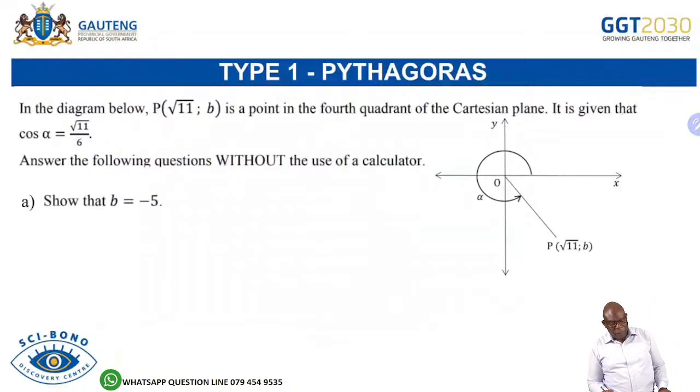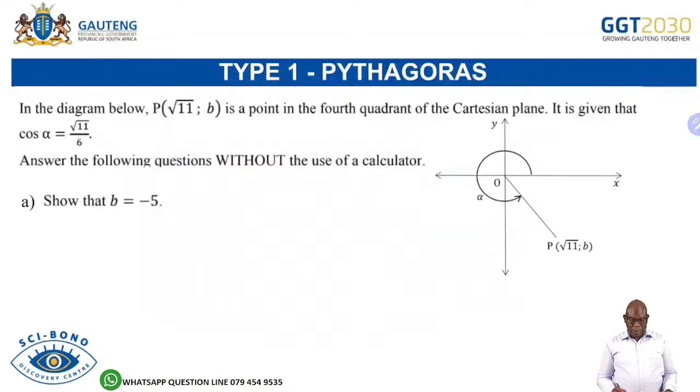The first type of question that I'm going to do is the Pythagoras type question. Now, in this one, you're given a diagram. I've done two types: in one the diagram is given, in the other the diagram is not given. In the first one, the diagram is given, and we need to answer the questions from the diagram.